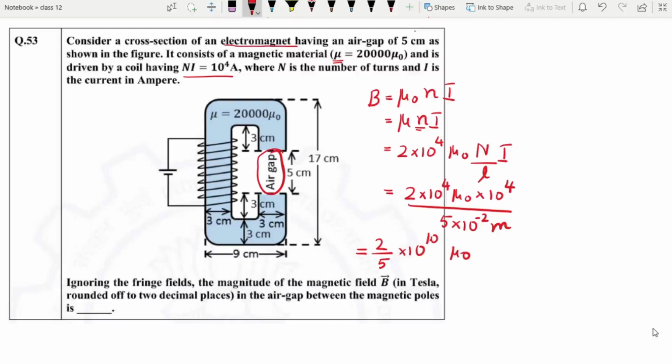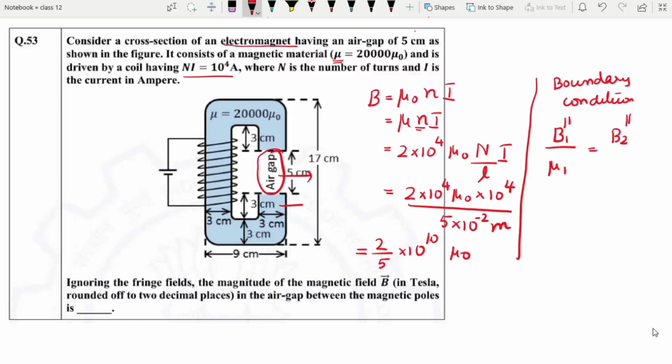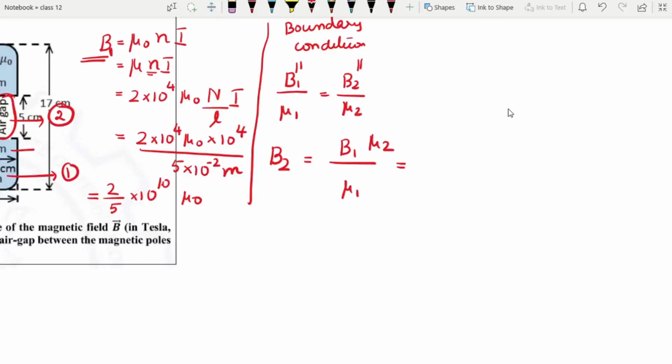Okay, now this is one medium and here the air gap is another medium. So we have to use the boundary condition. According to the boundary condition, B parallel divided by mu1, that is B1 parallel by mu1, is equal to B2 parallel component divided by mu2. We take this as medium 1 and the air gap as medium 2, and this B will become B1. We have to substitute the value.